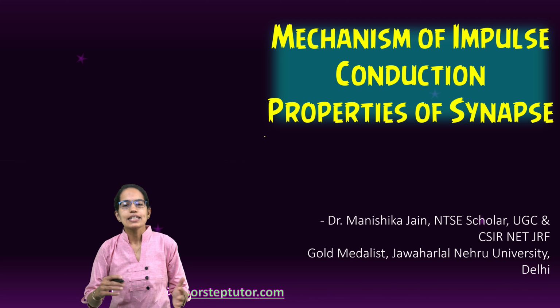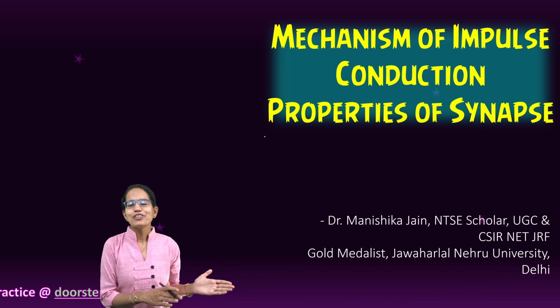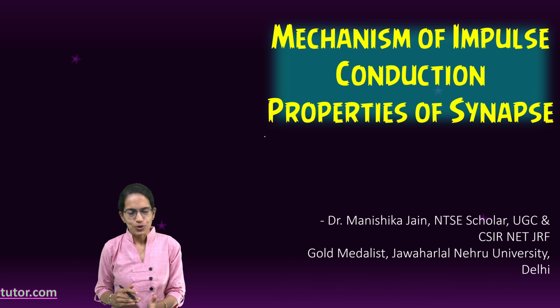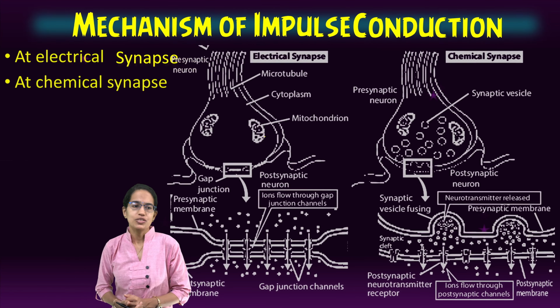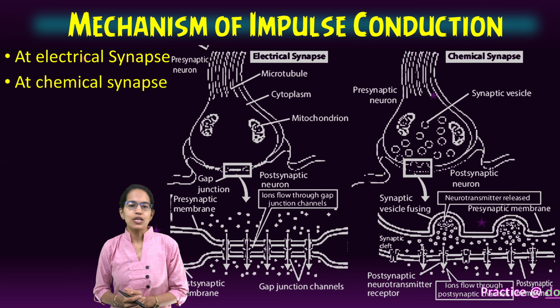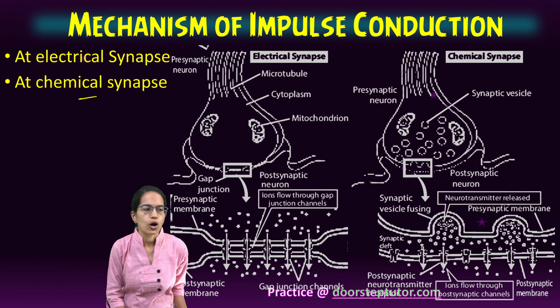Well, in the last class, we have understood synapse and its types. Synapse is like a relay race, the message conveyed from one neuron moving forward to the next neuron. So how this mechanism occurs and what the properties of synapse are is really interesting. The mechanism of impulse conduction occurs in two ways. Either it could be electrical or chemical in nature.